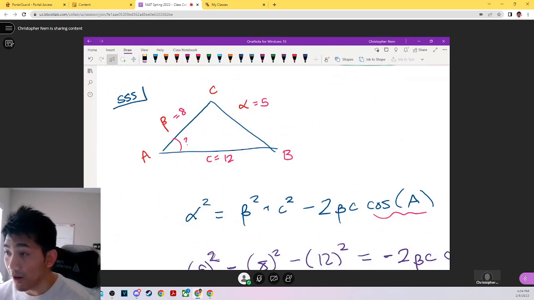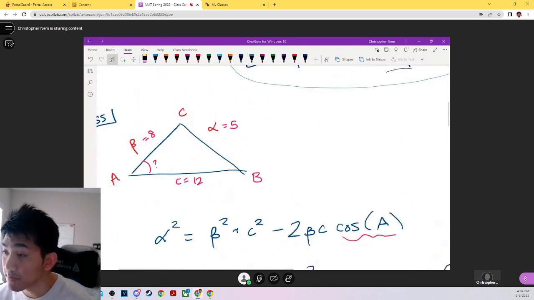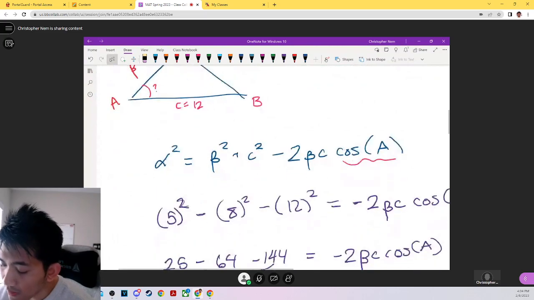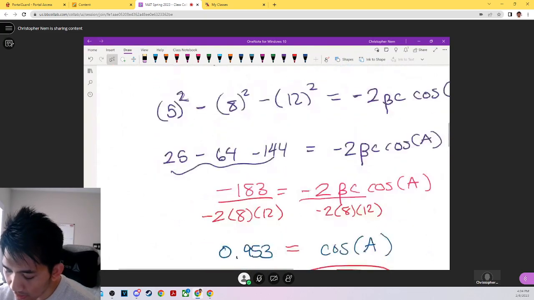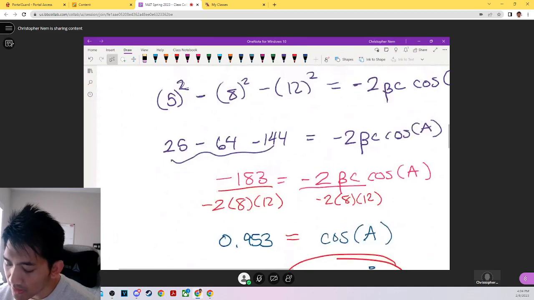I can just set up alpha squared to solve for A. That means I'm going to use alpha squared. So if I use alpha squared, I have this. Boom. Now, I got to solve for cosine A, so I have to remove everything. And removing everything, plugging in the numbers, eventually I get all the way down here to 0.953 equals cosine of A.